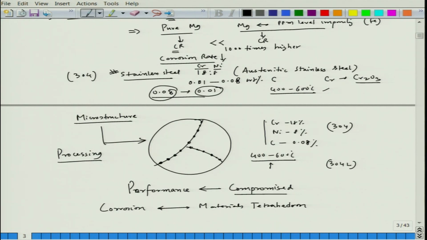So, while we talk about corrosion, we also have to bring in all those factors: microstructure, composition, processing. But it is not only that. When we talk about corrosion, we also have to bring in another factor, which is environment. So, that environment will also combine corrosion with the materials tetrahedron. So, we will talk about corrosion, the materials tetrahedron as well as environment.